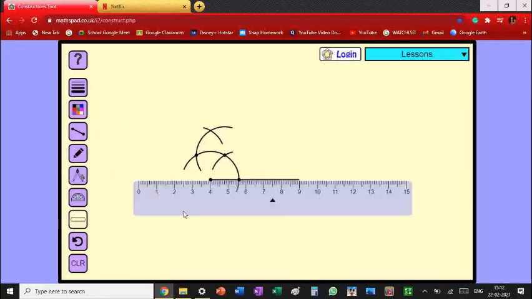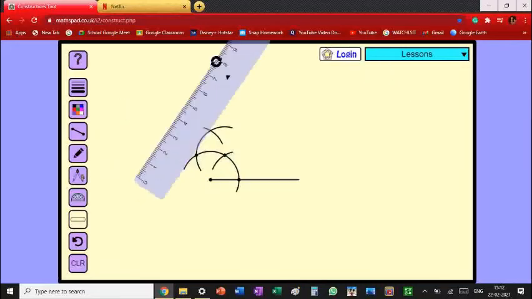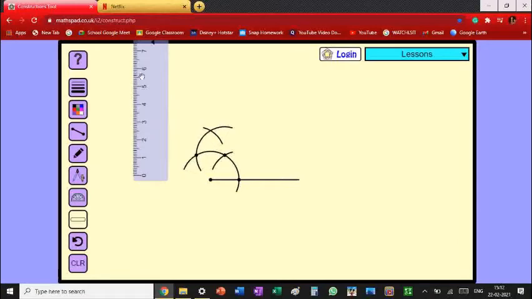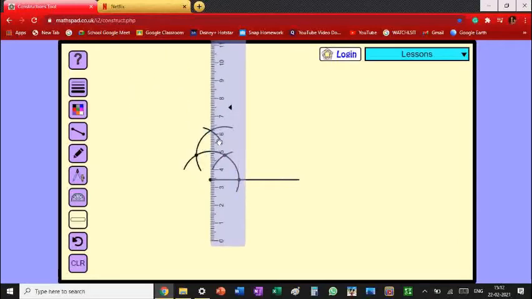Now you need a scale again. Connect your scale to the point with the 90 degree point of intersection and then draw a line from there to there.